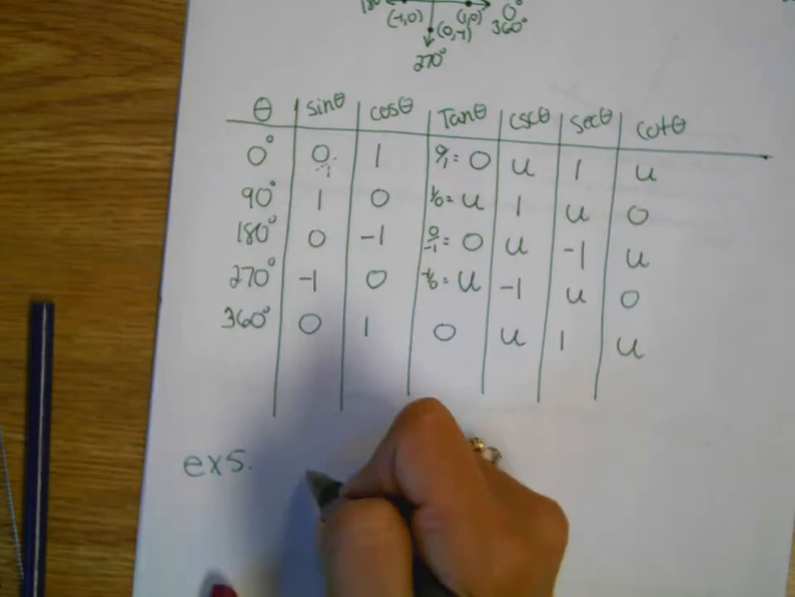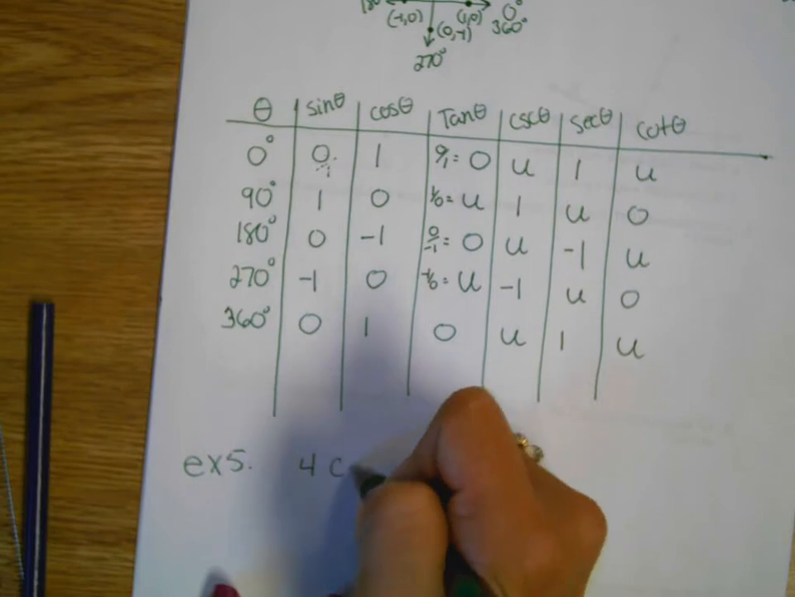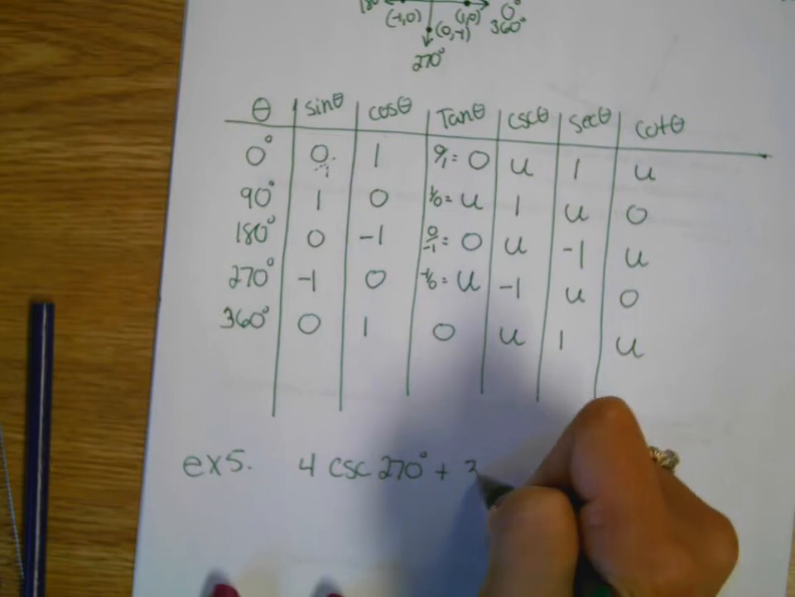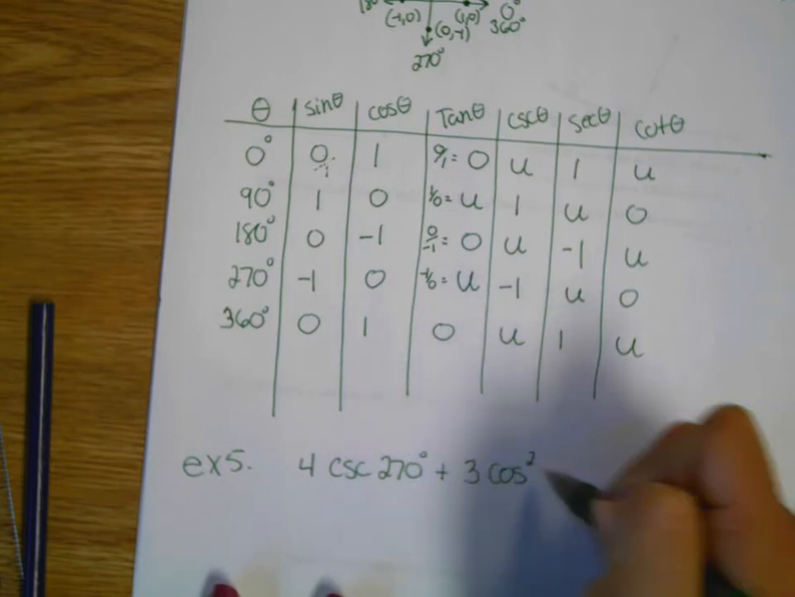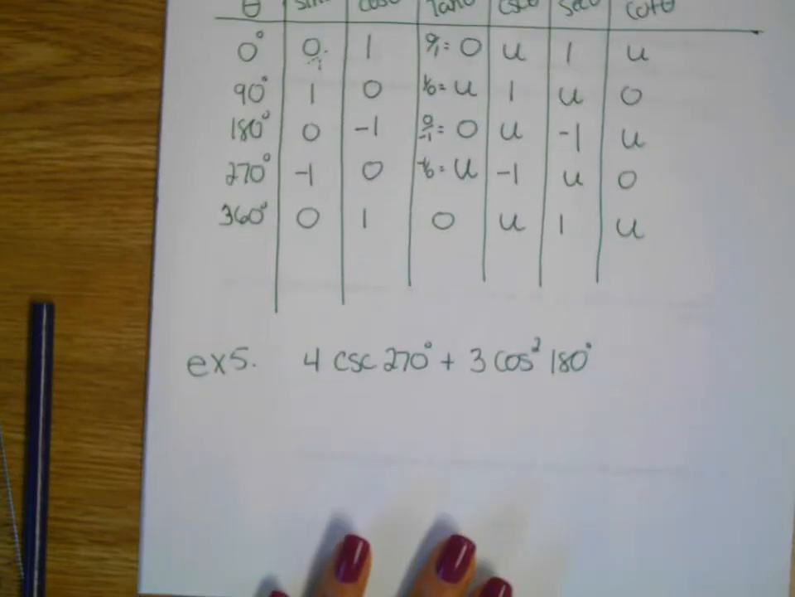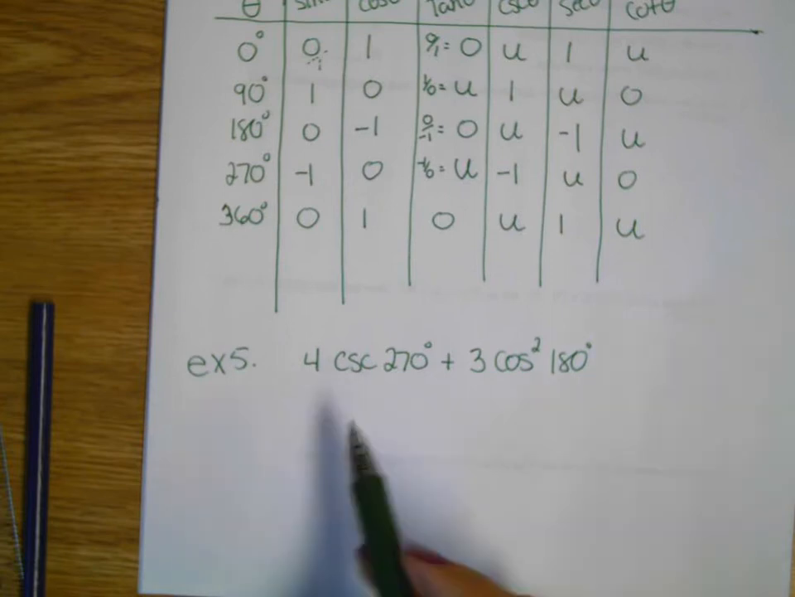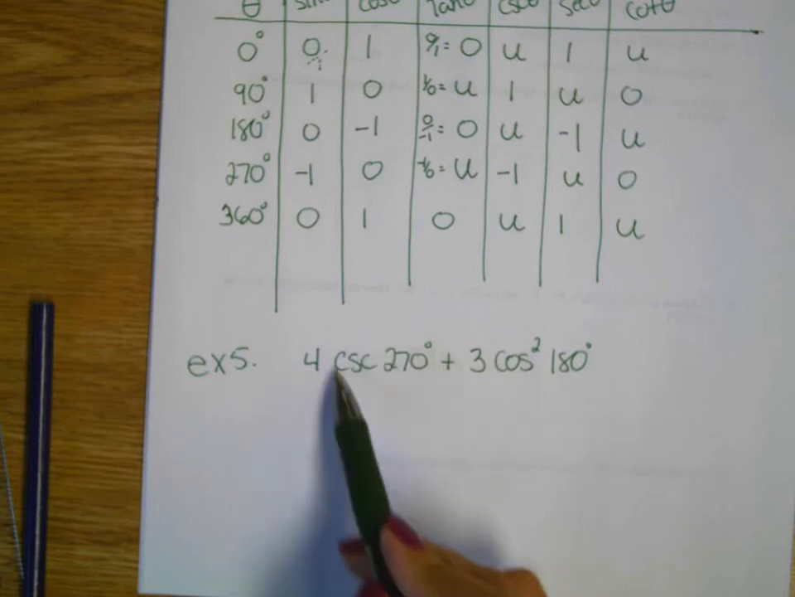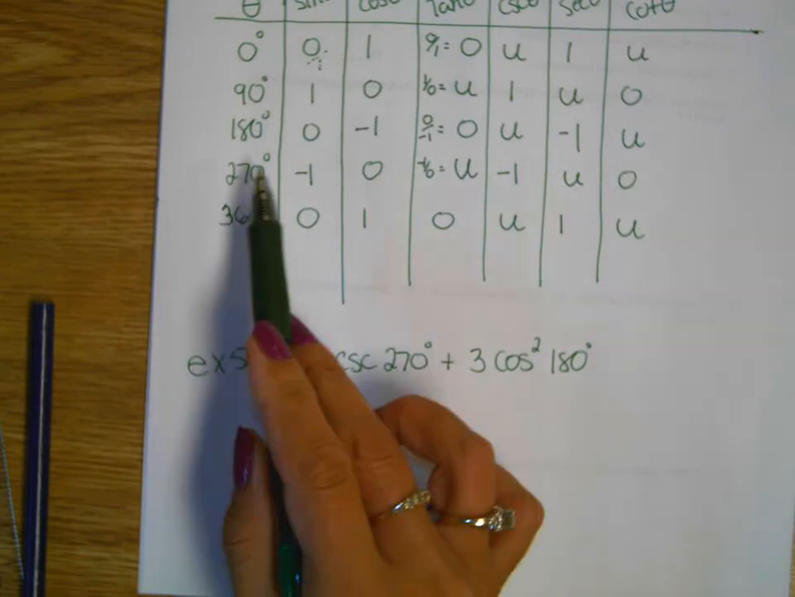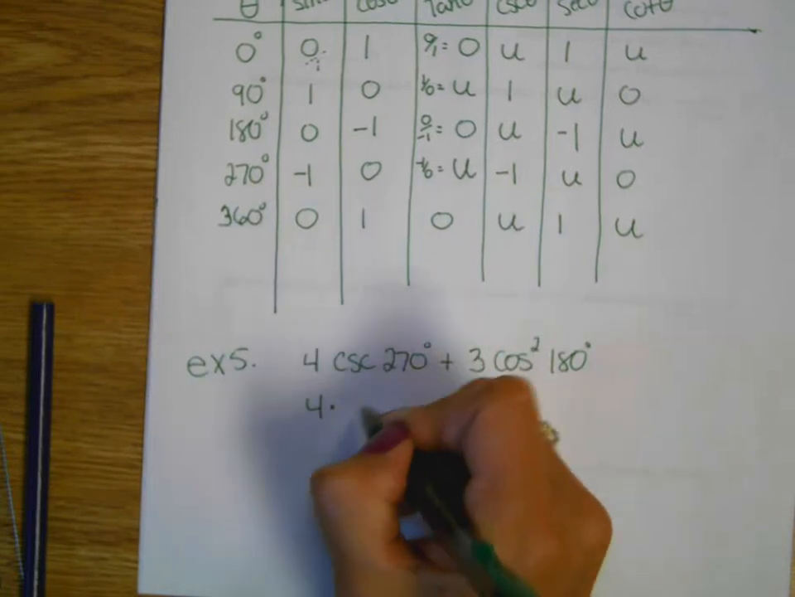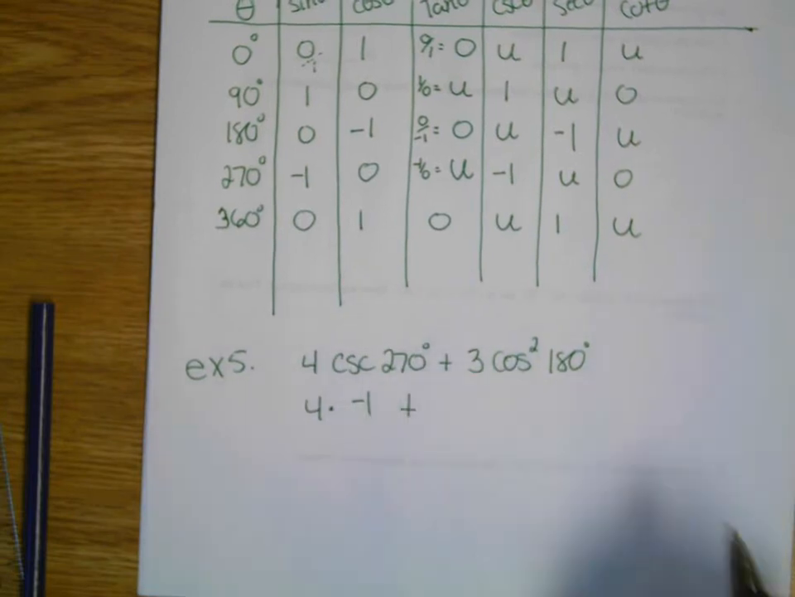Okay, then they're going to have you use this table to just do some calculations. 4 cosecant of 270 without a calculator plus 3 cosine squared 180. Okay. So all this is asking us to do is take 4 and multiply it by the ratio you get here at 270. So we're going to use the table. 270 cosecant is negative 1. So this is just saying do 4 times negative 1.